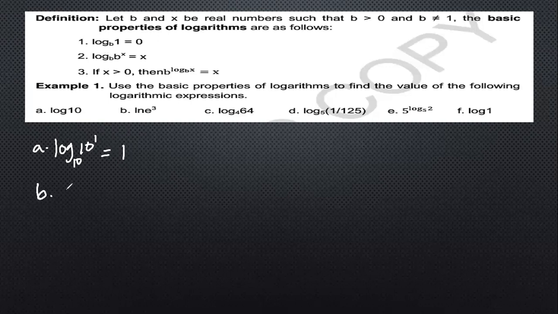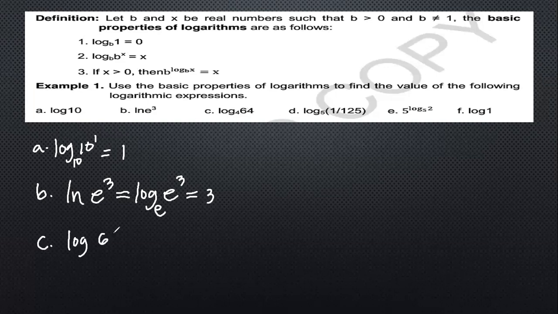For the letter B, you have ln of e to the power of 3. It is a natural logarithm, and we all know that you write it properly as log of e to the power of 3, and the base here is the transcendental number e. The same thing, they are the same, so obviously we can use property number 2. You just have to get the exponent here, and that will be your answer, so it is just equal to 3.